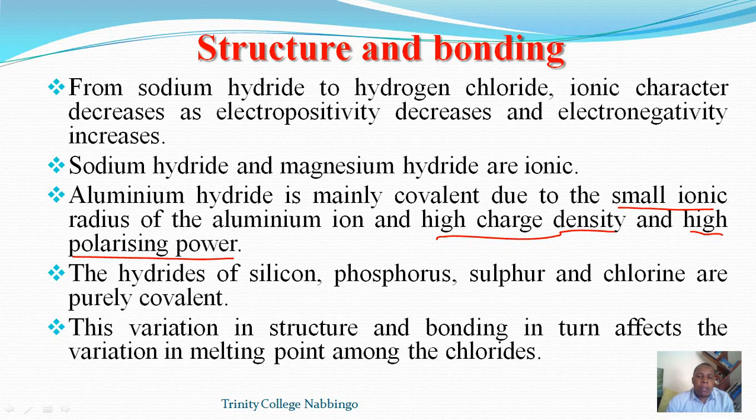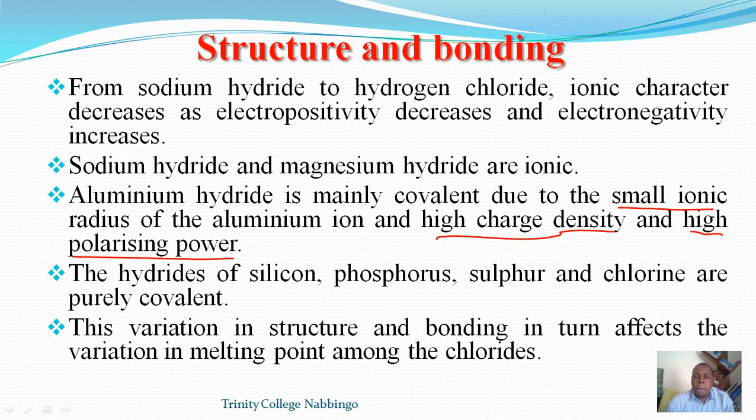The hydrides of silicon, phosphorus, sulfur, and chlorine are purely covalent, and as a result of the differences in the bonding within these hydrides, we shall notice that even the melting points are affected. For example, hydrides which have ionic bonding have higher melting points compared to hydrides which have covalent bonding.